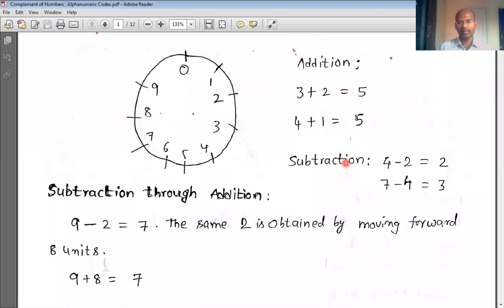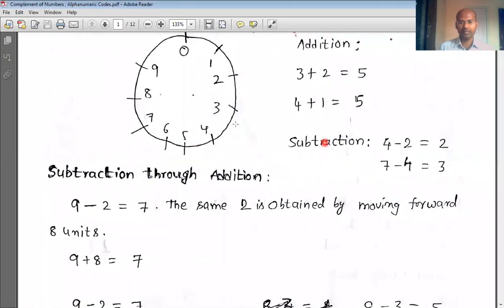Now let's see how to subtract numbers in this diagram. Okay, 4 minus 2: 2 is to be subtracted from 4. Now how do we do it? This is the initial position, and we take 4 steps. After taking 4 steps, we will be at 4. This is the current position, and 2 is to be subtracted. For addition, we move forward that many steps. For subtraction, we have to go backward that many steps.